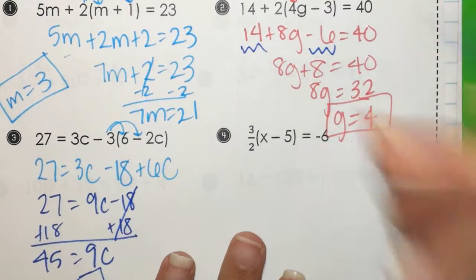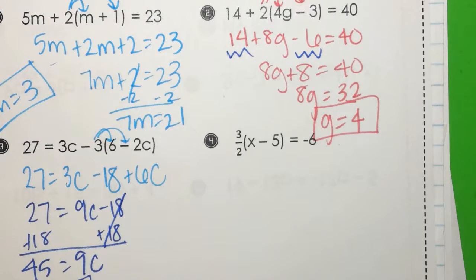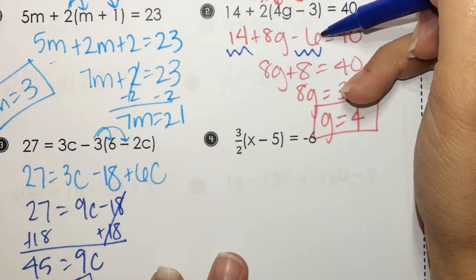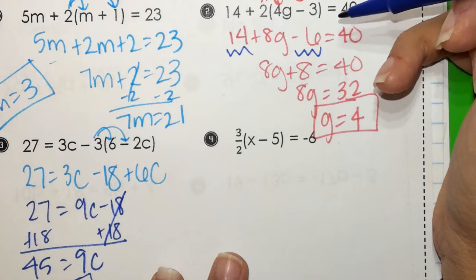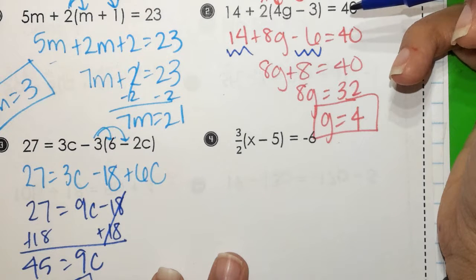All right, next. Why did you combine those? 8g and 6? No, 14. Oh, no, never mind, I got that right. Okay. She confused me for a second.